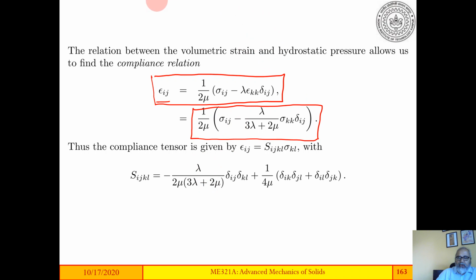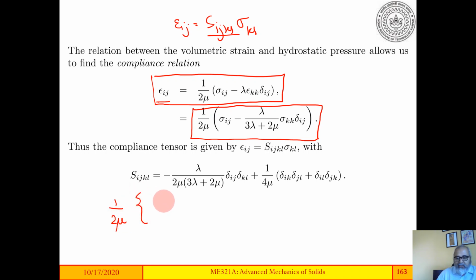Now once we have got this, we will try to isolate. Remember, we are looking for a relation which is of this form: epsilon ij is Sijkl sigma kl. So we are looking for the Sijkl. We have a relation between epsilon ij and sigma ij, but it's not in this form. So we will have to bring it into this form. To do that, I will have to take sigma kl out from here. That is not difficult. So I will have 1 by 2 mu.